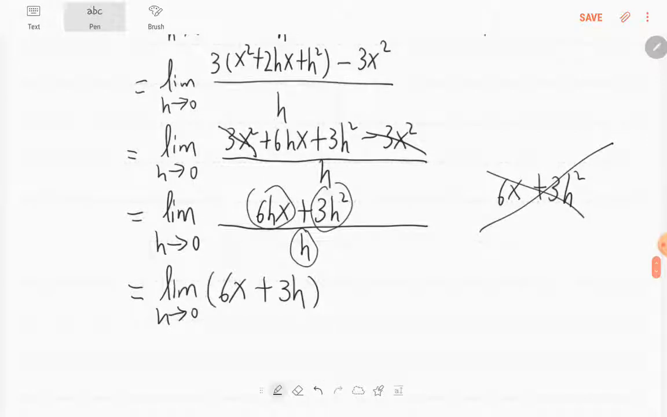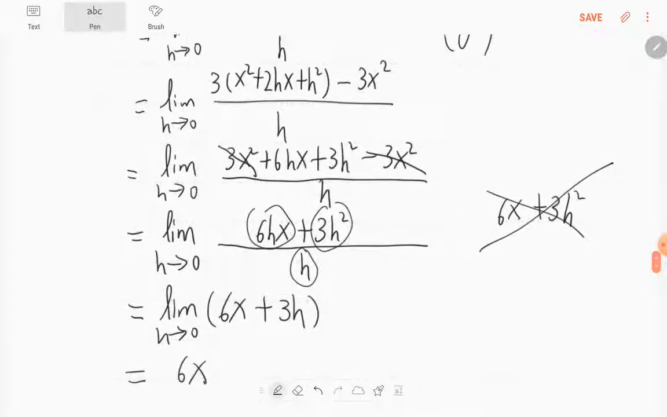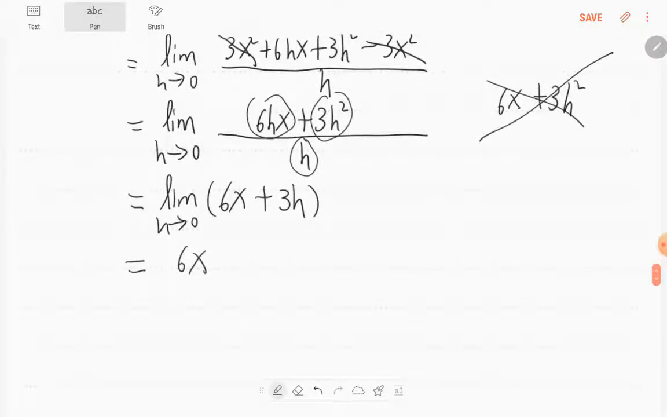Now we can take the limit as h approaches 0. This limit is not about x, it's about h, right? So x is just a constant with respect to h. If you plug in h equals 0, you will have 6x. So you can see that the derivative of f at x equals 6x, right? For different values of x, you will have different derivatives. So this derivative is a function of x. It represents the slope of the tangent line at any position on the curve.